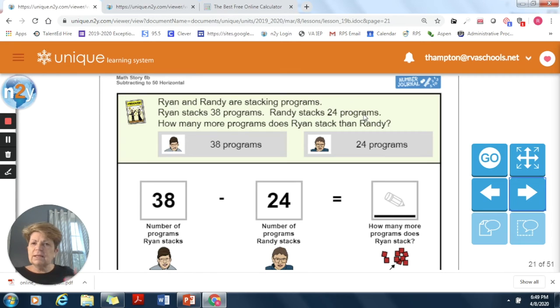So program is not like a program on TV. A program is like a little booklet that tells us about the play, or it tells us about what the activities are for that particular day. So Randy stacked 24 and Ryan stacked 38. Ryan, how many more, remember that was one of our clues, how many more programs does Ryan stack than Randy? So let's go ahead and write out our math problem.